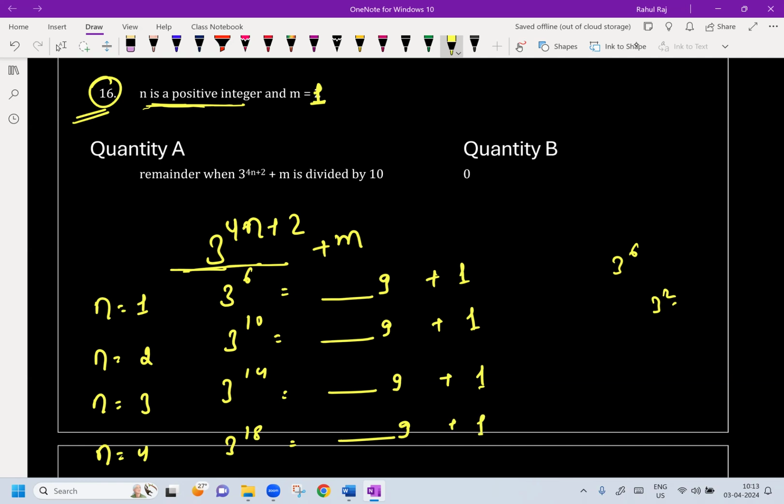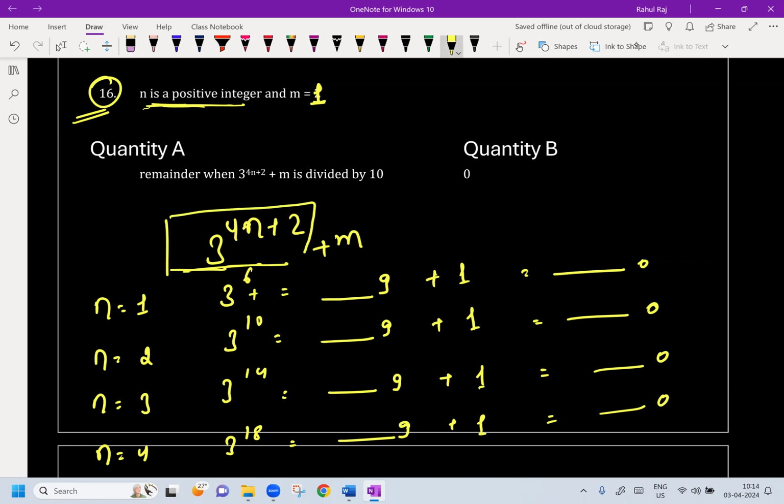Can I say, Alexa, the unit digit of all these numbers is 9 at the end? If m is equal to 1, I've changed the question, now it's not 2, it's 1. Hold on, are you adding 3 to the power 6 plus 1, or what are you doing? Yes, I'm doing 3 to the power 6 plus m, 3 to the power 10 plus m, because this is the fixed 3 to the power 4n plus 2.